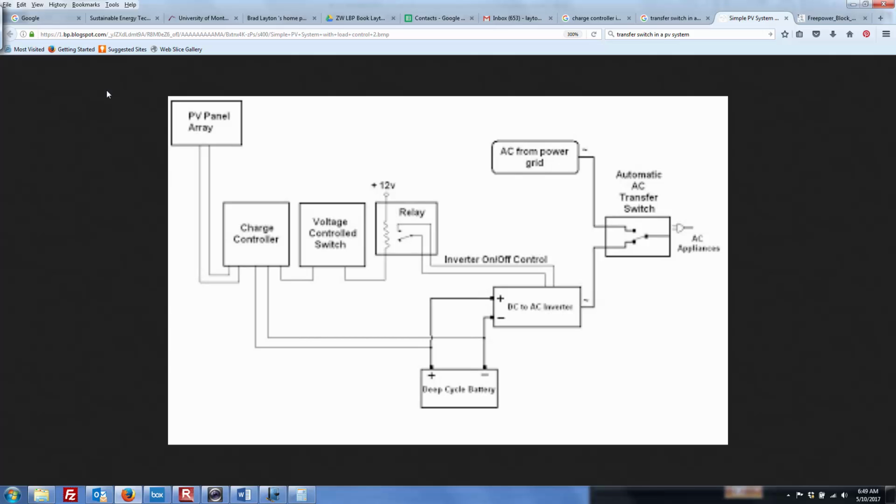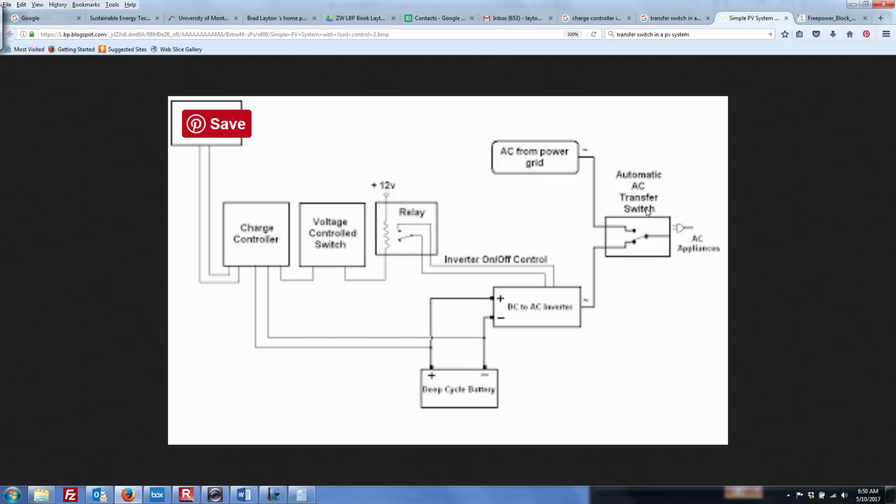All right, so this is kind of a simple schematic, but here we can see right over here is a transfer switch. So again, up top, sorry it's covered, but that's the PV array right there. There's the charge controller we talked about before that goes down to the batteries. This is a voltage controlled switch that will switch on and off depending on what type of voltage is there, which controls the relay. So the relay will allow the inverter to come on or off. So the DC obviously is coming from the battery, and the AC is going out to the appliances.